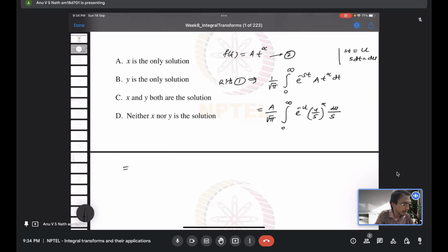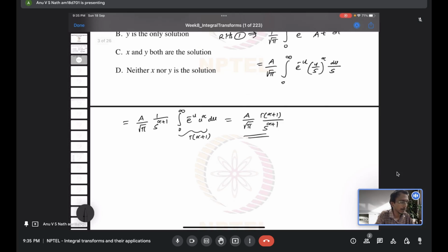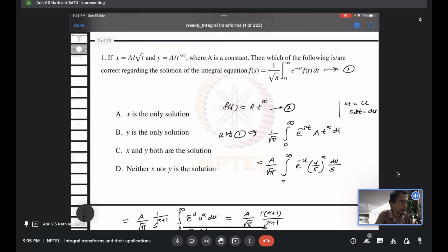Now you take the constants outside. According to the integral, the constants are s, alpha, everything is constant. So s raised to minus alpha plus 1 we can take outside. The integral becomes 0 to infinity exponential of minus u times u raised to alpha du. This is just alpha factorial, or in general, for real values of alpha, it is gamma of alpha plus 1. So it is a by square root of pi times gamma of alpha plus 1 by s raised to alpha plus 1. This is what we got from the RHS when we substitute the expression 2.